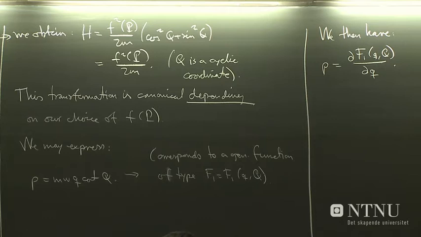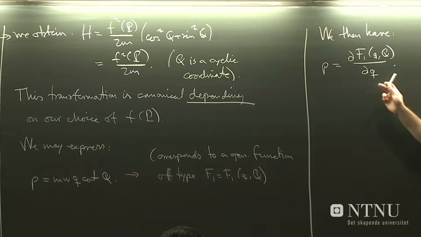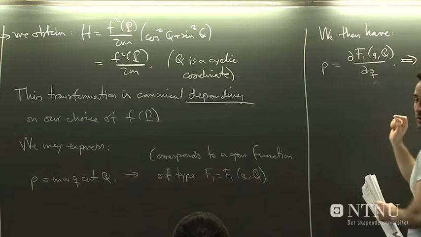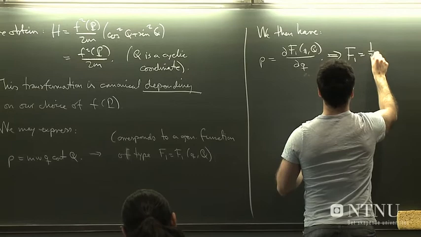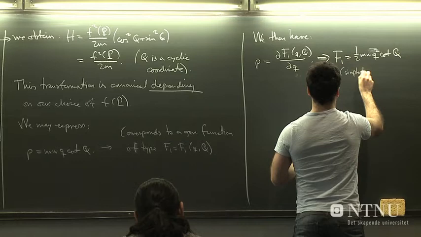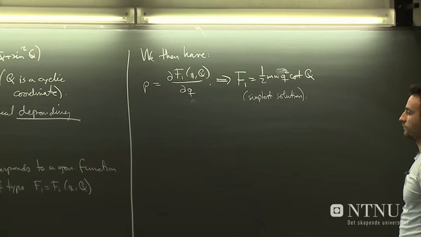So we see here that the expression for small p has exactly this form. It depends on small q and large Q, just like this transformation equation, which is valid for F1. So by comparing these two expressions, we then obtain the following, just as the simplest solution. So we're just integrating the expression over there with respect to q, small q.